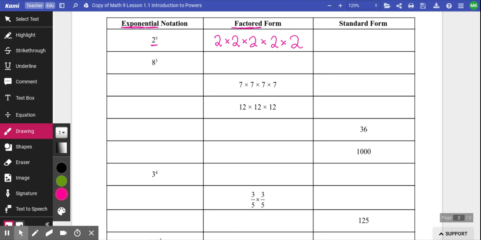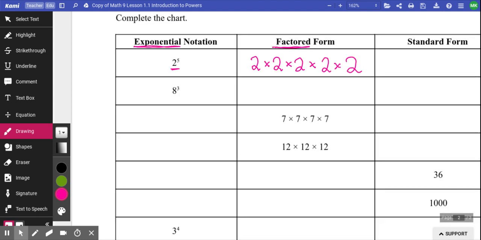I'm not sure. Okay, so if you wanted to write this in standard form, you would just go 2 to the power 5 or 2 times 2 times 2 times 2 times 2, whichever you want to do in your calculator. Everyone's calculator is kind of different, so if you know how to use the exponents, fantastic. If you don't, then just type the factored form in your calculator. So for me, I'm going to go 2 times 2 times 2 times 2 times 2, and I get 32 as my answer.